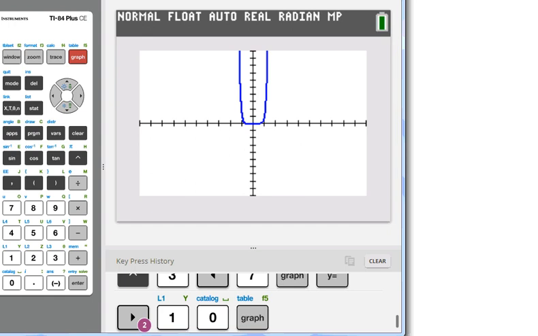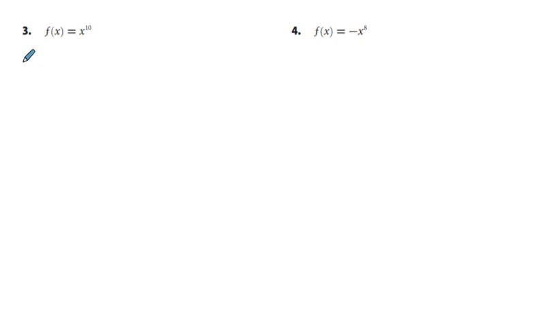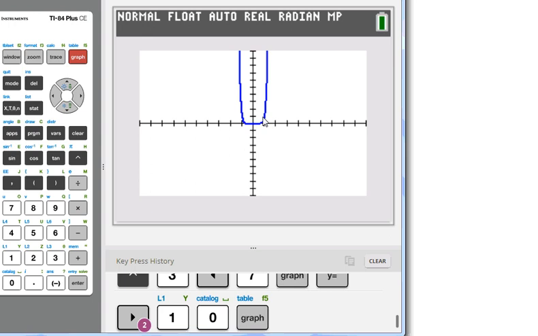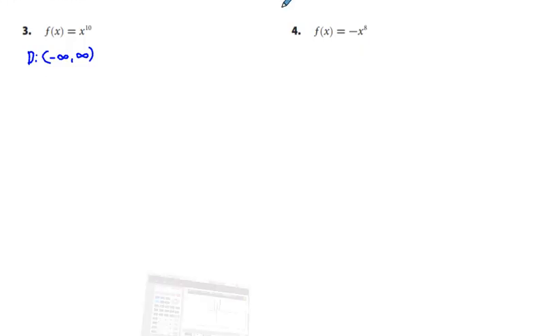The domain for this and all polynomial functions is going to be greater than negative infinity, less than infinity. And looking back at our calculator for range, you see that we touch, but do not cross the x-axis. So our range for this is going to be greater than or equal to 0 to less than infinity.